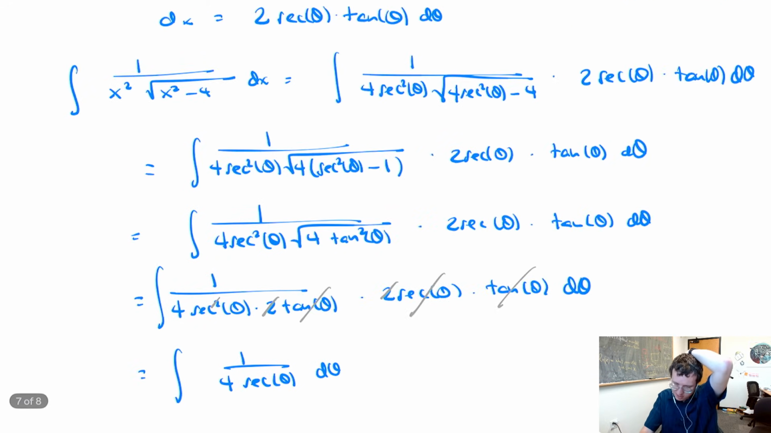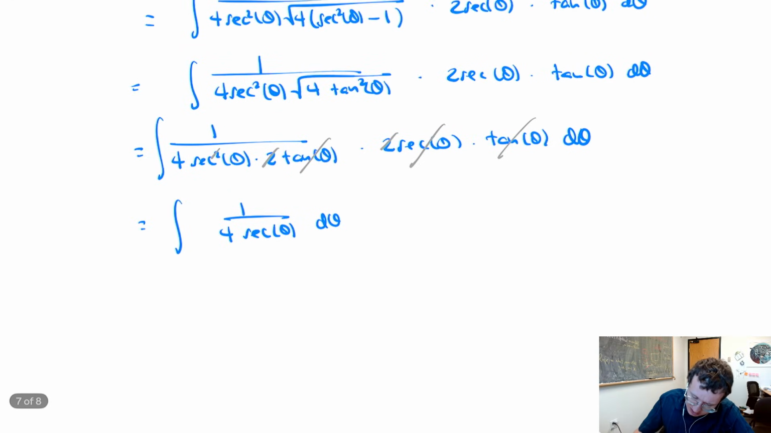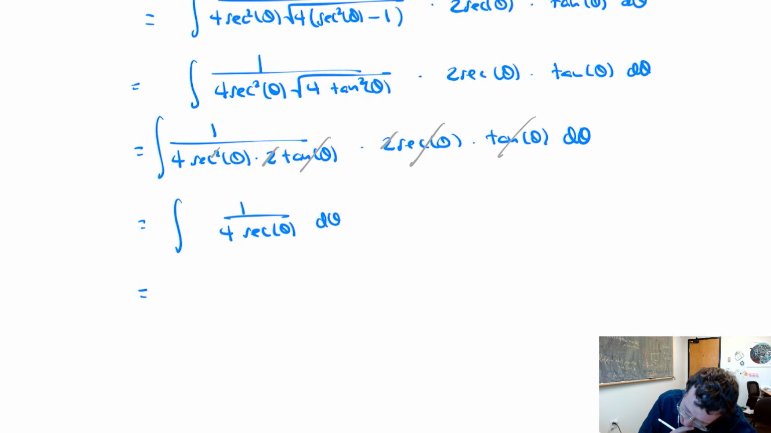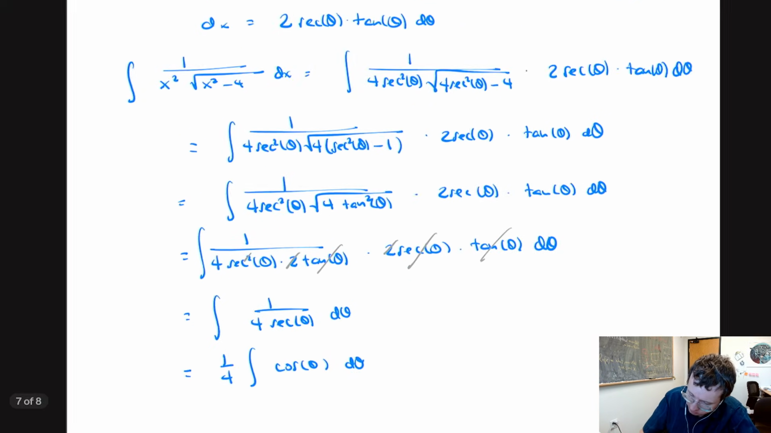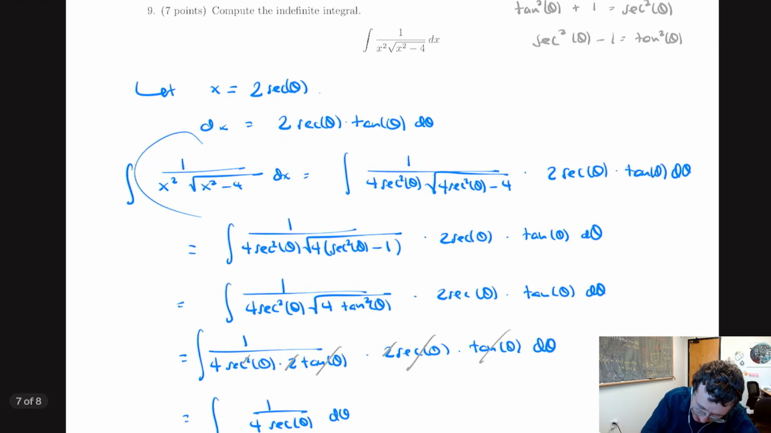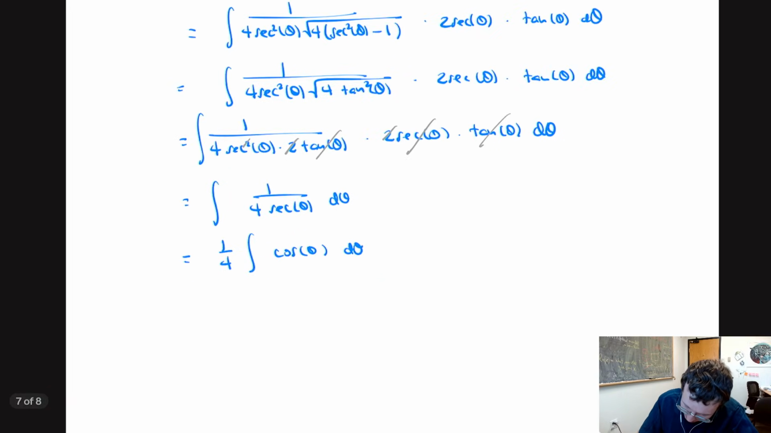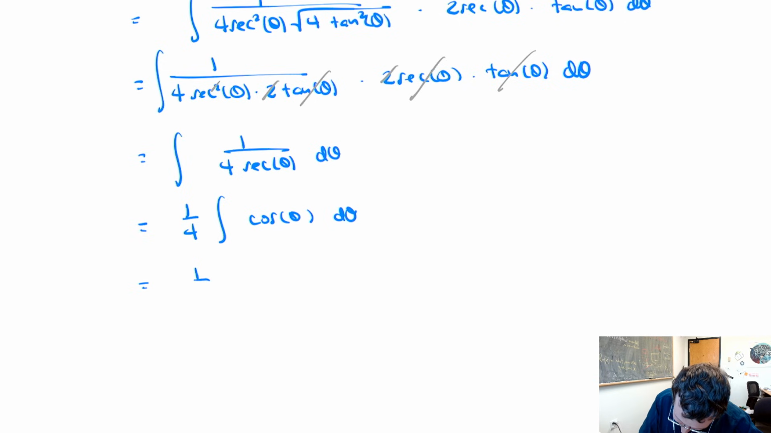That's why we do the trig substitution. It makes it easy. And you might be thinking, how do I integrate 1 over secant of theta? Well, let me pull the 1/4 outside. The reciprocal of secant theta is cosine theta. So again, there was a lot of work to do to simplify this, but the point of the substitution is it turned this complicated thing into cosine of theta. All I have to actually integrate is cosine. So that gives me 1/4 sine of theta plus c.